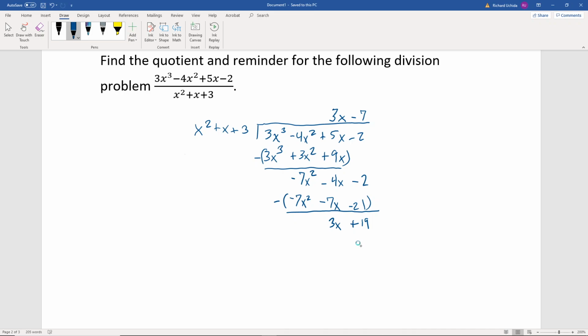And now since the degree of this term is less than the degree of our divisor, we can't go any further. So what that tells us is what our quotient is in this case is the 3x minus 7, and our remainder is the 3x plus 19. And remember, if you wanted to write it using the division algorithm, that the 3x cubed minus 4x squared plus 5x minus 2 divided by the x squared plus x plus 3, that's equal to our quotient, the 3x minus 7.